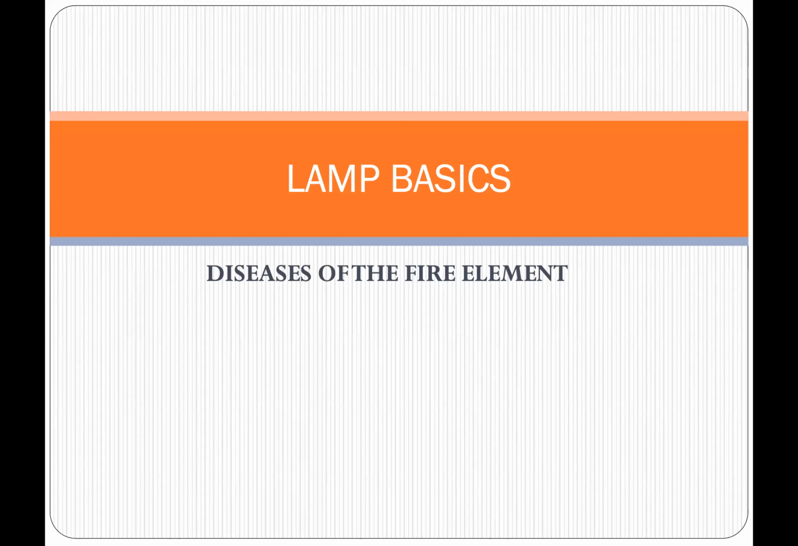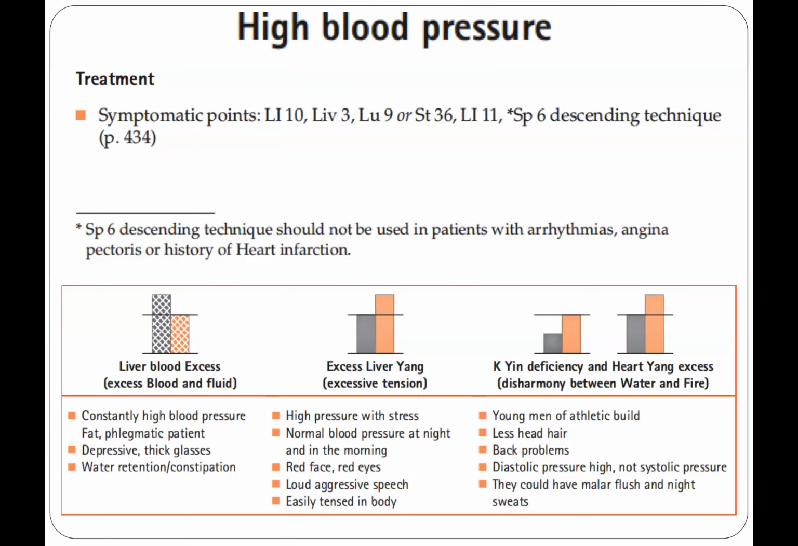Our topic is about diseases of the fire element. Continuation po ito. Tingnan po natin ang high blood pressure. So ang treatment po diyan, yung symptomatic points na gagamitin ay large intestine 10, liver 3, lung 9, or stomach 36, large intestine 11, then spleen 6 descending technique. So spleen 6 descending technique should not be used in patients with arrhythmias, angina pectoris, or history of heart infarction. So bawal po doon sa may mga sakit na iyon.